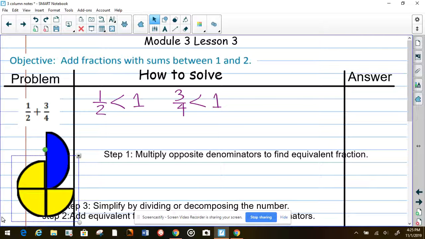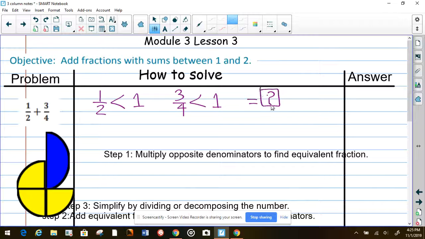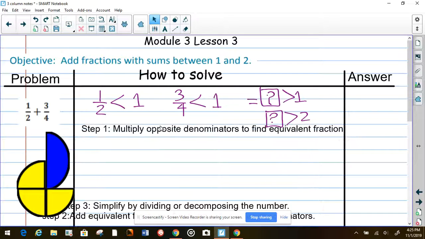So that will be how we can logically say that the answer is going to be more than 1. So answer, let me see how we're going to write answer. So the answer is what we don't know yet. It's going to be more than 1. So this is going to be the symbol here, more than 1. But the answer is going to be less than 2. Okay? Let's go ahead and do this.